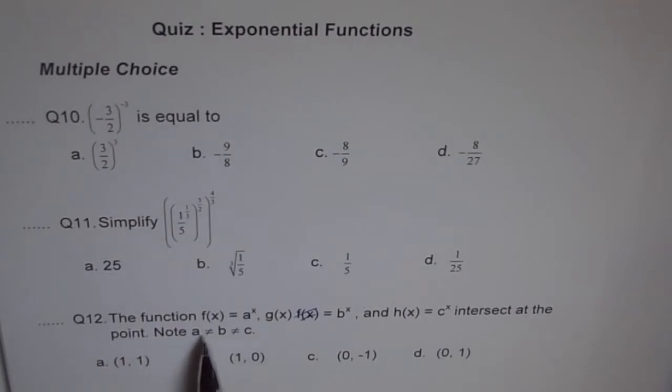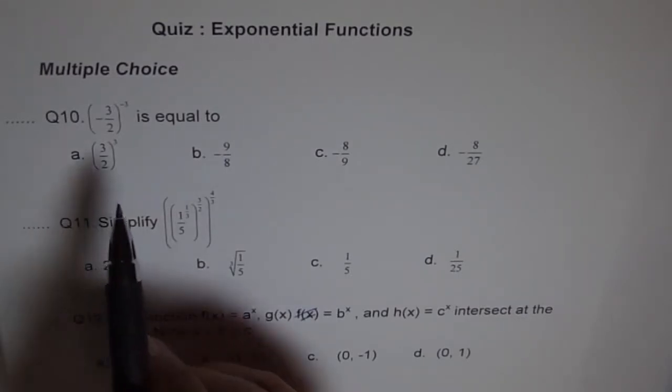So it says the functions f(x), g(x) and h(x) intersect at a point, and these are different bases. a, b and c are not the same. You have to find which is that point. Now let's go through the solution.